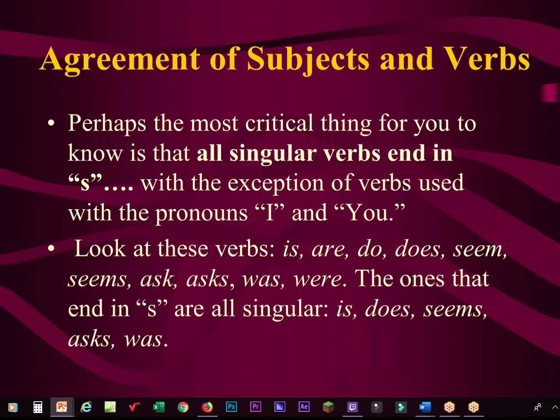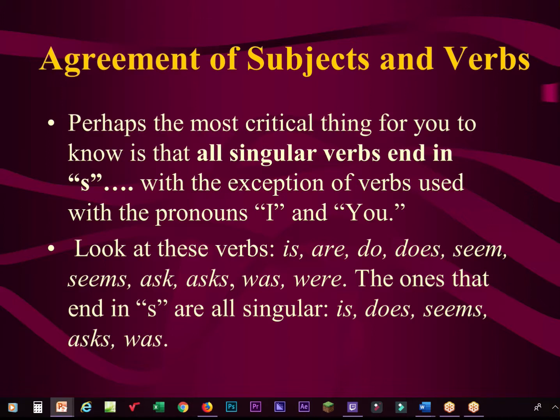For the most part, all verbs that end in S are singular. We only have two exceptions with the pronouns I and you. Those pronouns sometimes take singular verbs like I was, and sometimes plural verbs like you were or I have. So when you're dealing with the pronouns I and you, I would say just go with what you have always said. We don't generally make mistakes with those pronouns. But when you're looking at any other verb, if it ends in S, it's going to be singular.